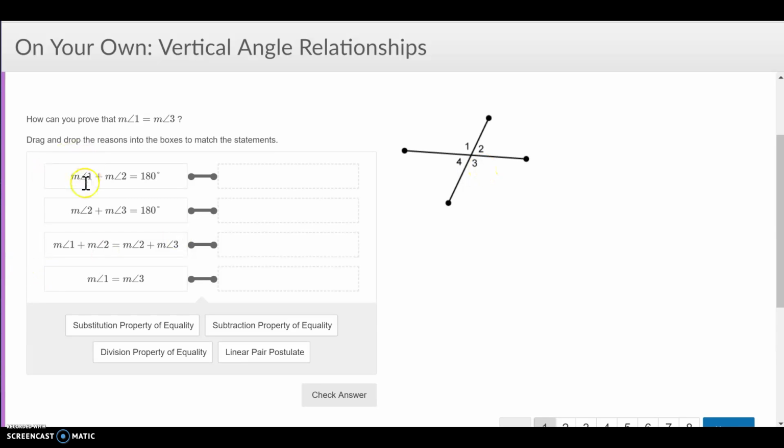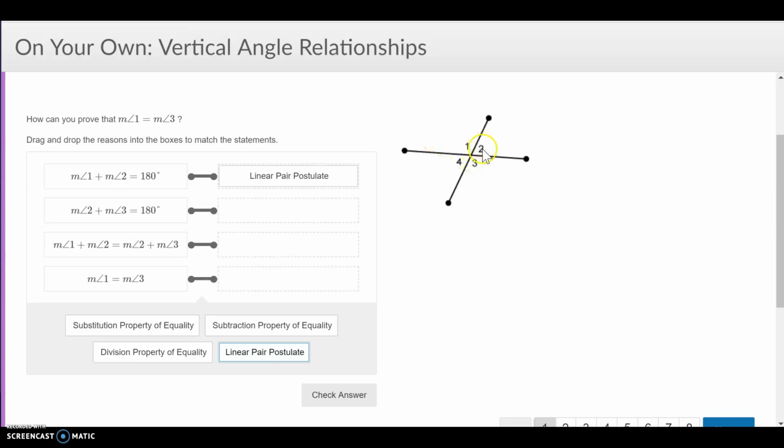So the first thing we see here is the measure of angle 1 plus the measure of angle 2 equals 180. Angle 1 and angle 2 lie on a straight line, share a ray. They are a linear pair. So we know that they add up to 180 degrees because it's a linear pair postulate.